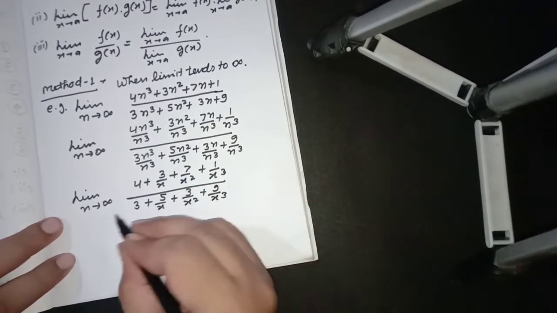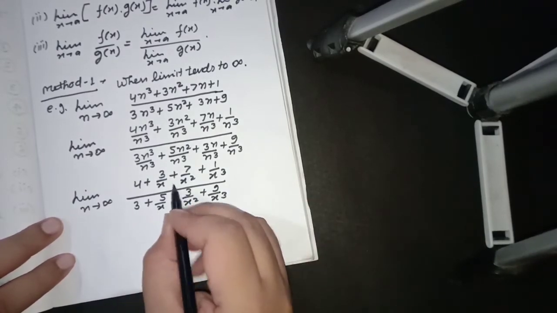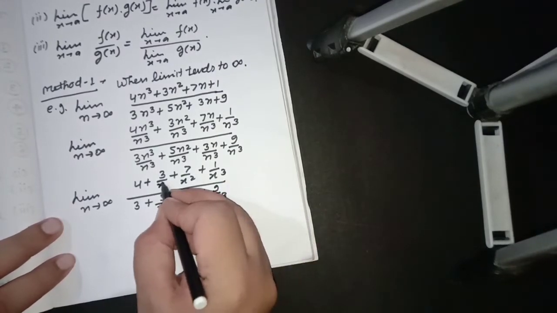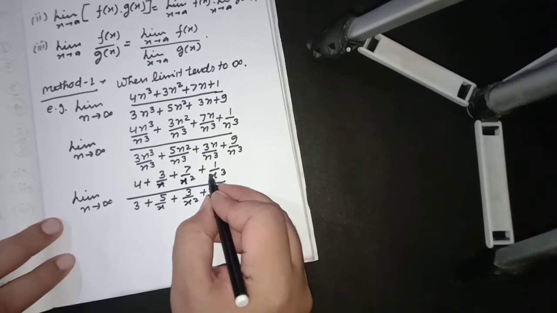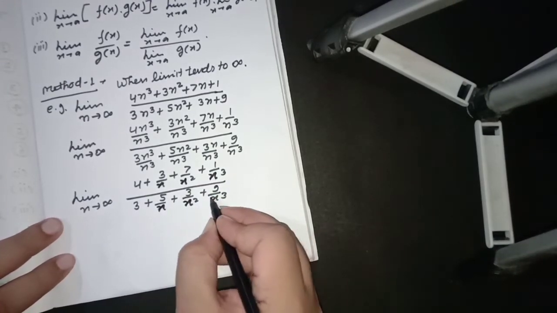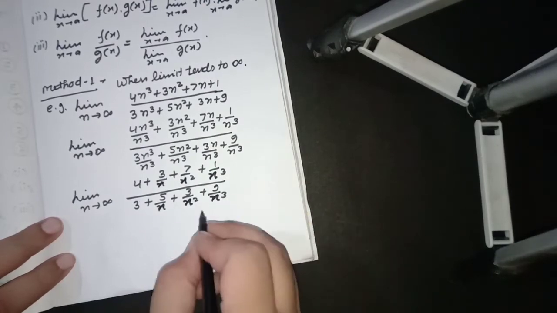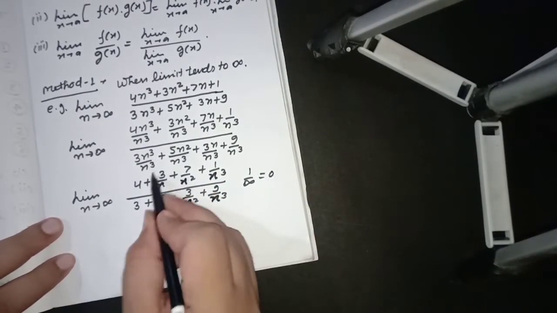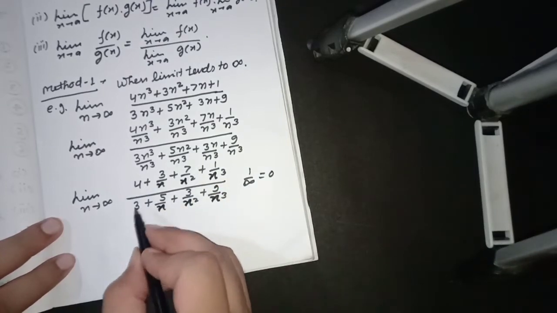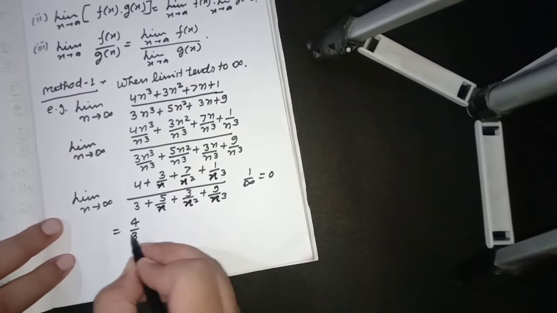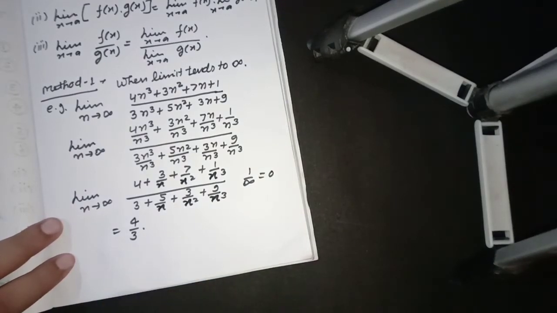And we know that when n tends to infinity, 1 upon infinity will come out 0. So all these terms with n in the denominators will be equal to 0. All these values will be 0, and 1 upon infinity is 0. Only 4 and 3 will be left, which will be the required answer of this limit. So it is the first method.